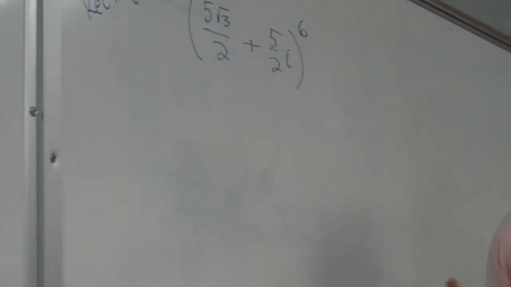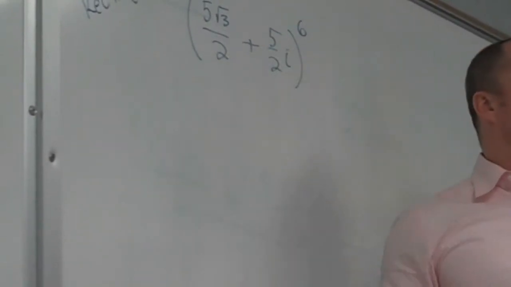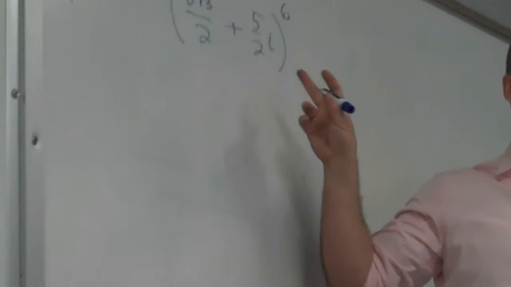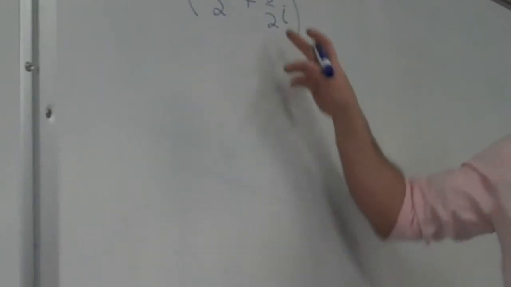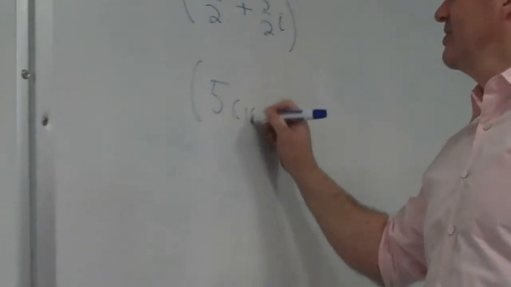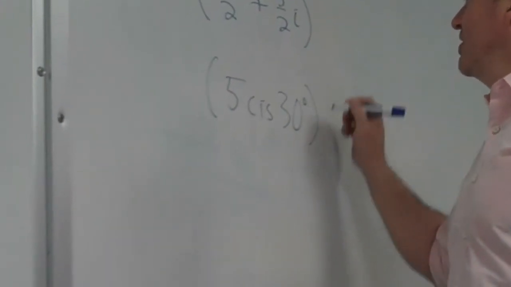Who can convert this quickly for me into polar form? That's a 45-degree angle. No, it's root 3 over 2 and a half. It's 30. That's correct. Sine of 1/2 is 30. So this is 5 cis 30 degrees.